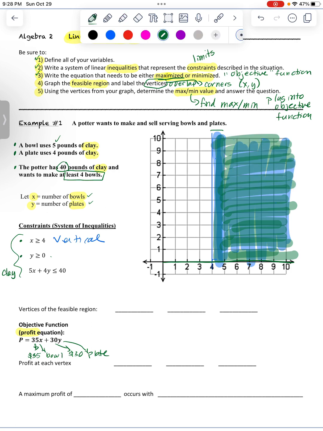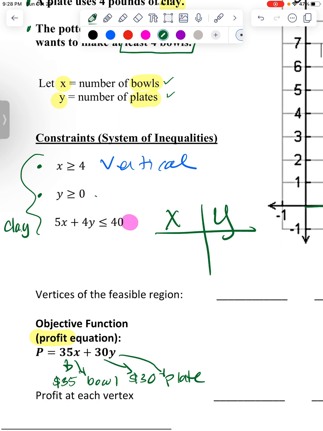And for my last equation, this guy, I'm going to be doing what I always do with standard form and make a zeros table. So I'm kind of going to the extremes. I'm saying, what if x is 0? I don't make any bowls. Then 4y would have to be 40, so y would be 10. Then I go to the other extreme. What if I don't make any y's, 0 plates? Well, then 5x would be 40, and that's going to be 5 times 8.